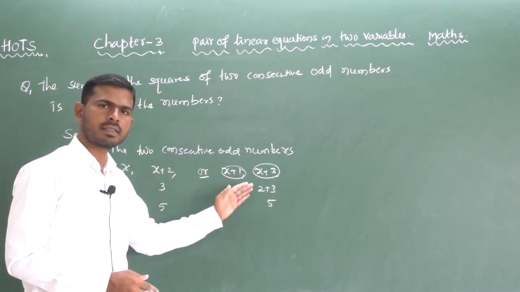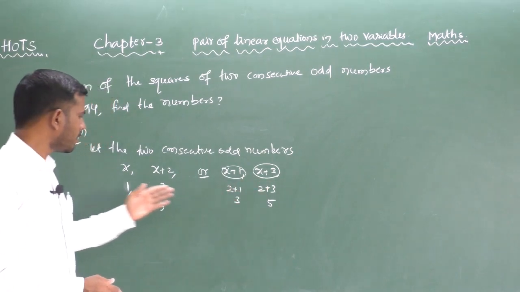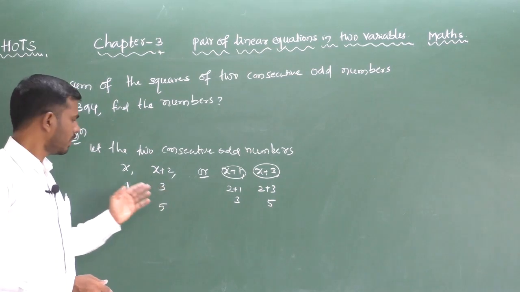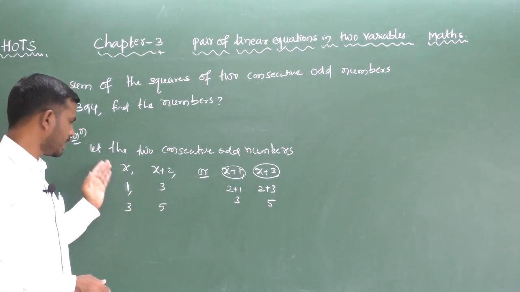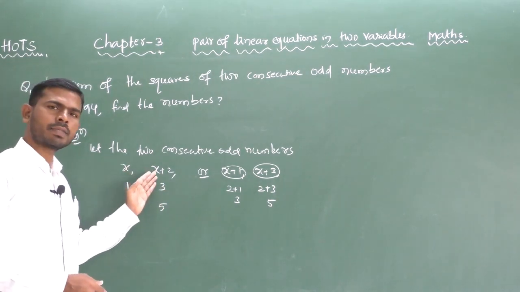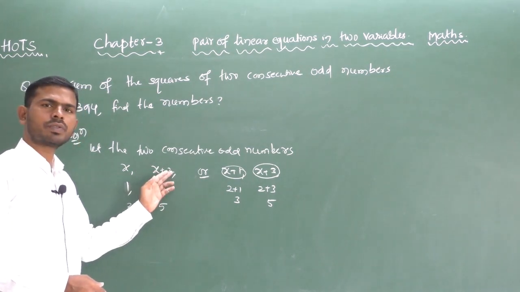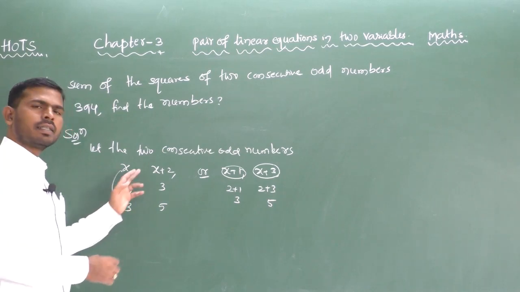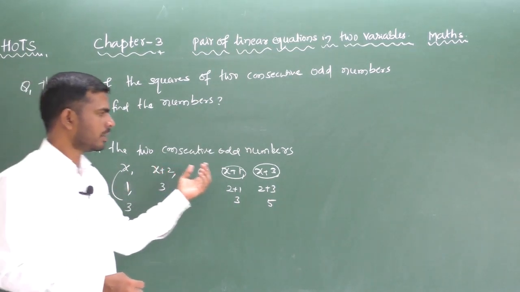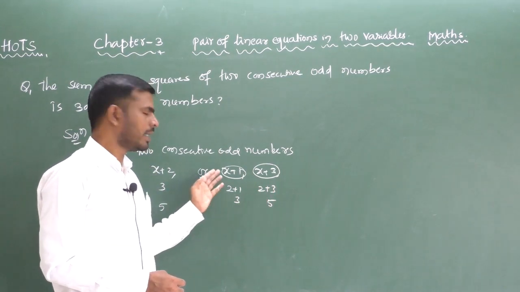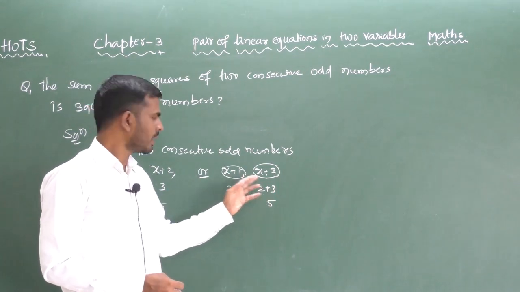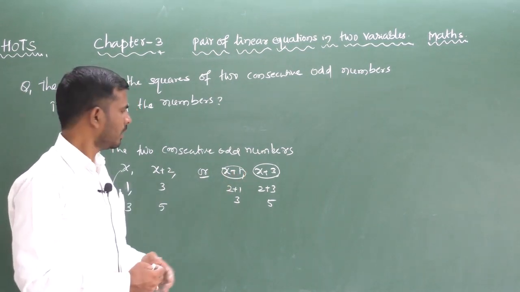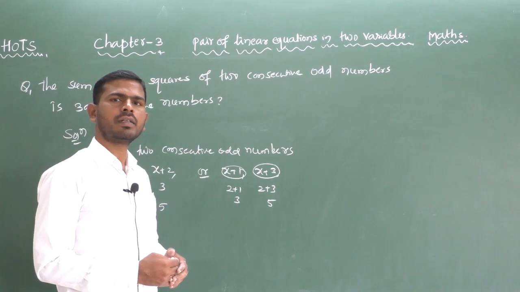First you have to take x plus 1 or x plus 3, or you can take x or x plus 2. This is also consecutive odd numbers only, because first one the odd number you have to take, that is x value is 1, x plus 2 means 1 plus 2, that is 3. Next case 2, that is x value is 3, here 3 plus 2 is 5. Or you can select these two consecutive odd numbers, that is x plus 1, x plus 3. So for example, x number you can take any one, even number or odd number, it will become only odd number.